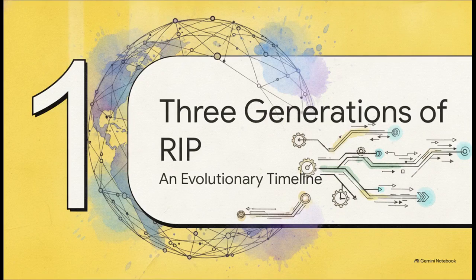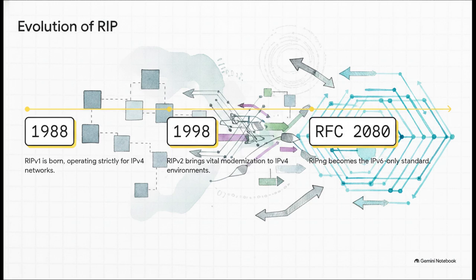Section 1. 3 generations of RIP, an evolutionary timeline. To really grasp where RIP sits today, we got to look at how it grew up. The protocol has shifted so much over the decades. Back in 1988, RIP version 1 hits the scene. It was strictly built for IPv4, and honestly, it operated in a super basic way.